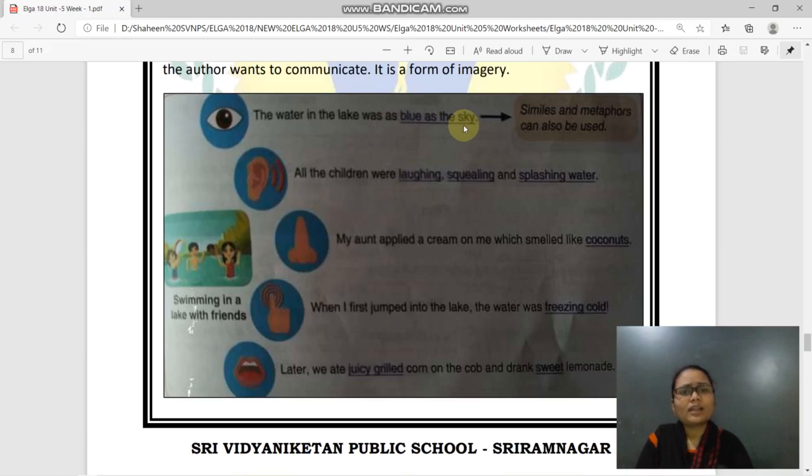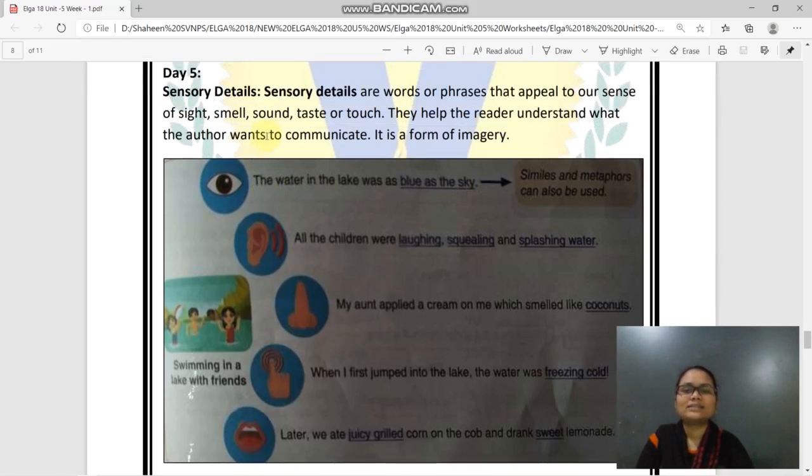Children, there is a note for you all. Please note it down. Similes and metaphors can also be used. So here you can see, as blue as. So this is related to which sense, children? Yeah, good. It is related to sight.